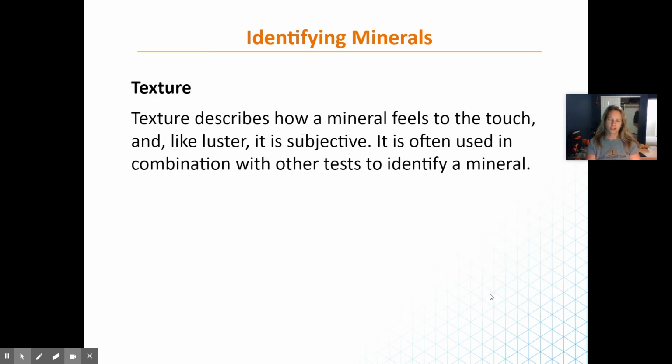All right, and then texture is how it feels. So is it smooth? Is it rough? Those kinds of things. But like this says, it's pretty subjective. It might feel rough to you and smooth to your partner. So texture is a pretty hard one to discern, to use as a test.